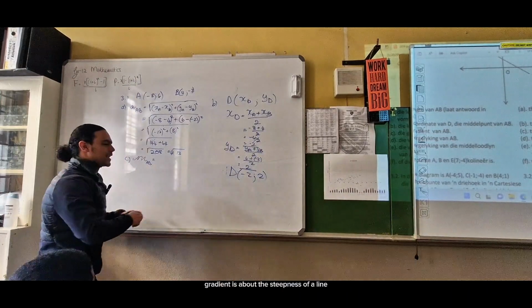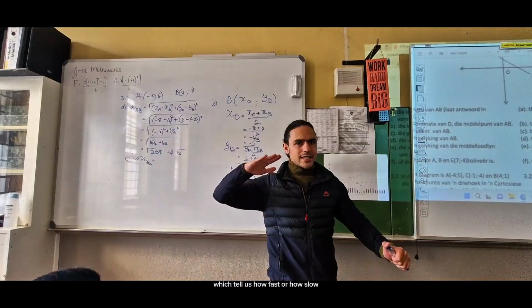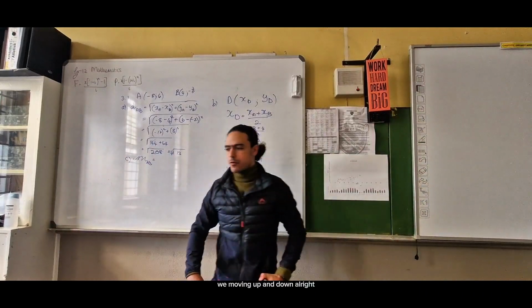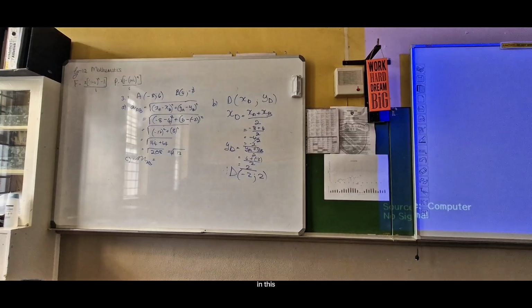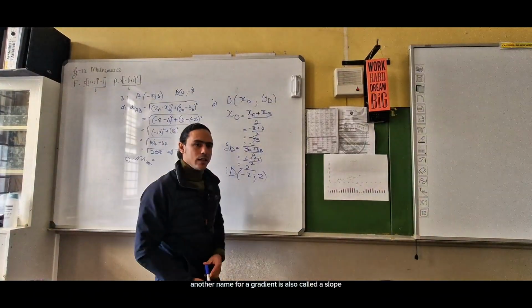Gradient is about the steepness of a line or a curve, which tells us how fast or how slow we're moving up and down. Another name for a gradient is also a slope.